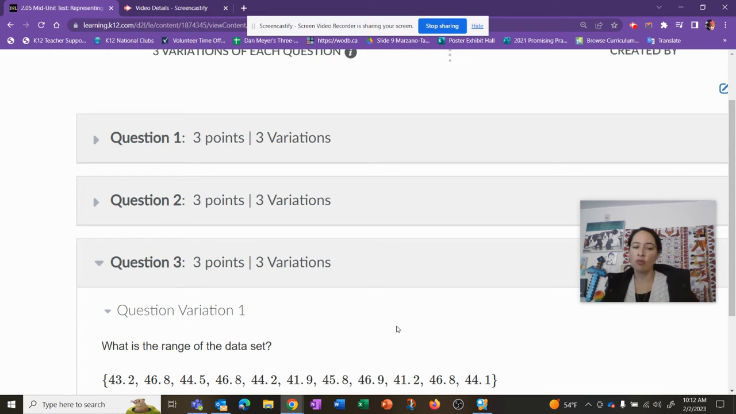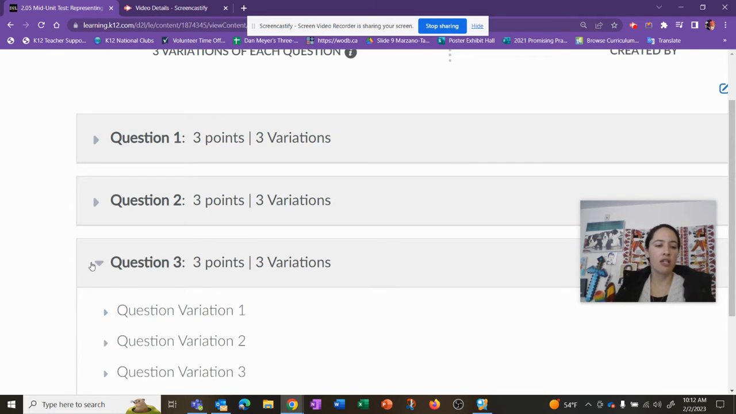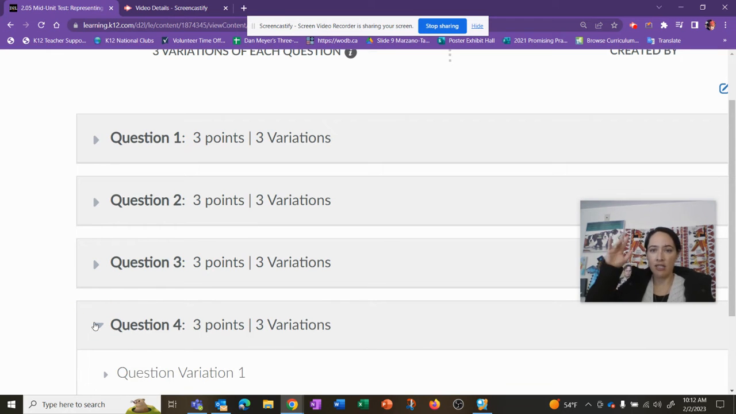Same idea here. Decimals don't matter. Fractions don't matter. The range will always be, take the highest value, subtract the smallest value from it. That's your range.